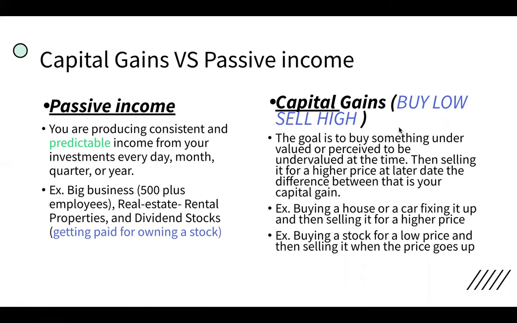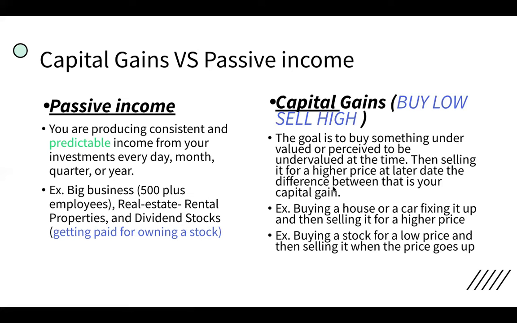Now, over here, we have capital gains. Capital gains is your typical buy low, sell high. As you can see, the goal is to buy something undervalued or perceived to be undervalued at the time, then selling it for a higher price at a later date. The difference between this is your capital gains.